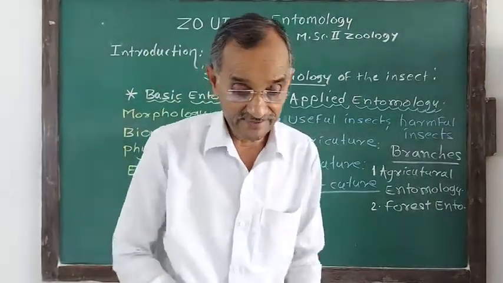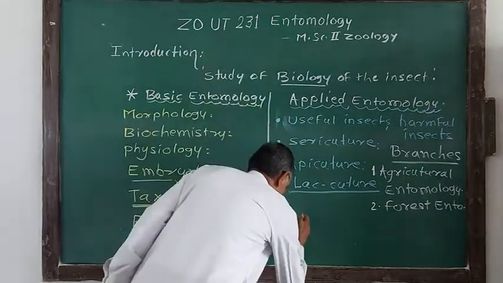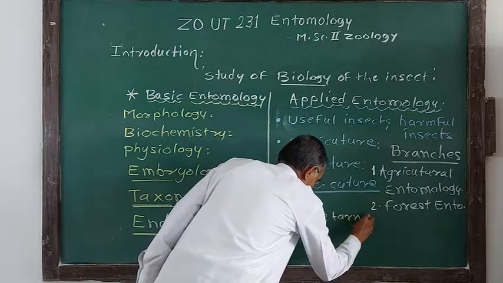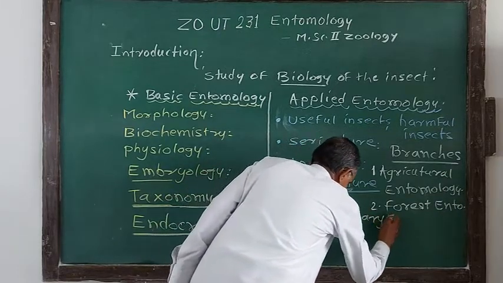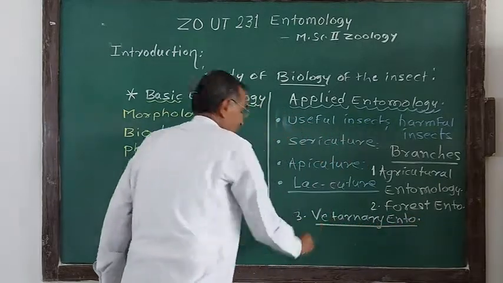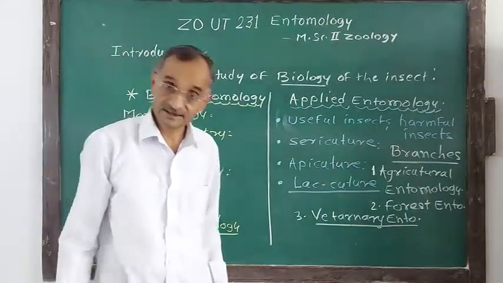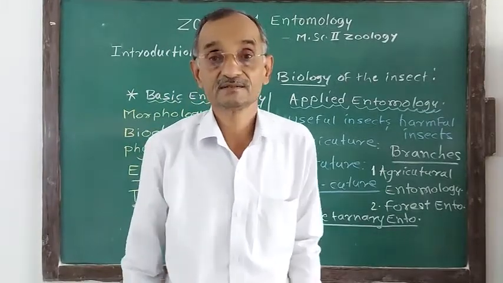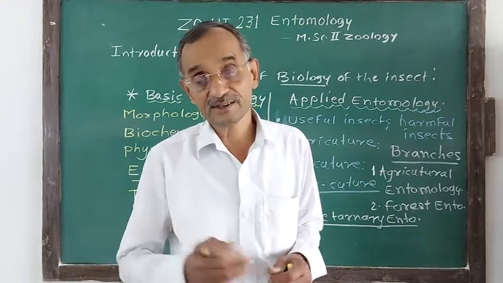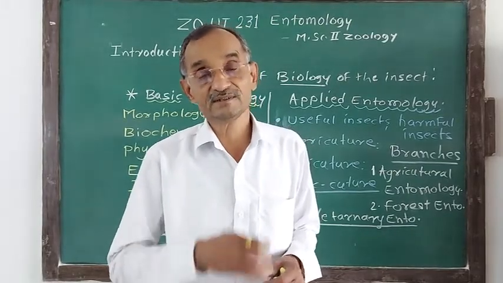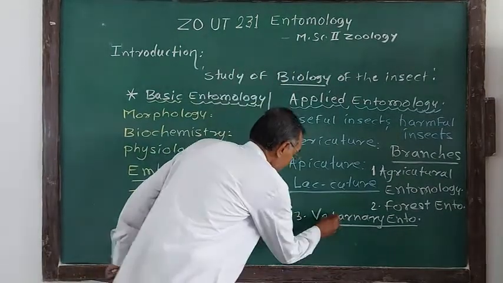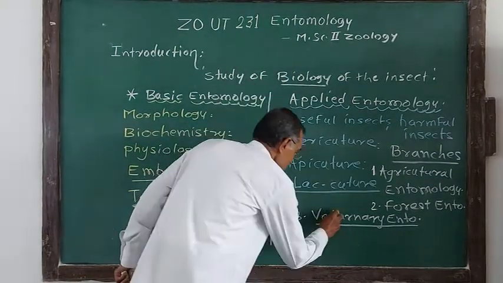Apart from this, veterinary entomology. All of us are familiar with veterinary entomology. Now what is this veterinary entomology? It deals with the study of different types of pests, insect pests of course, present in our cattle. Their study, their life cycle study, their control measures, their identification, all that matter is studied in veterinary entomology.